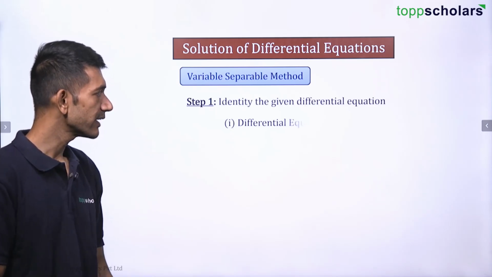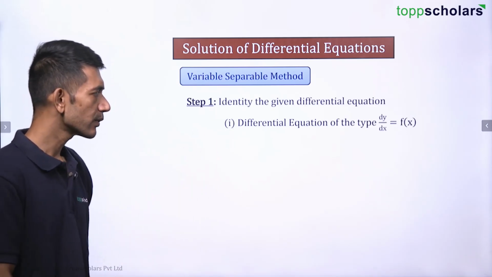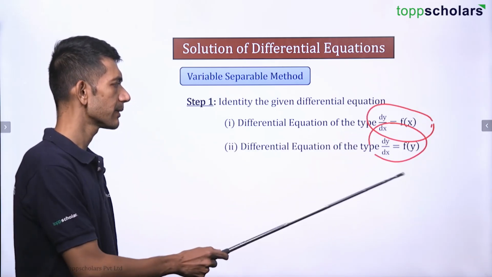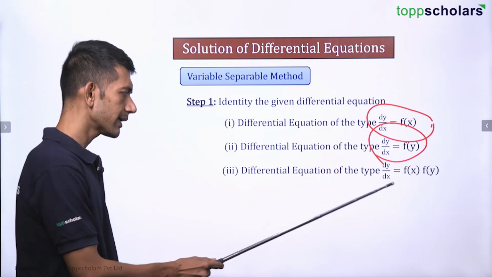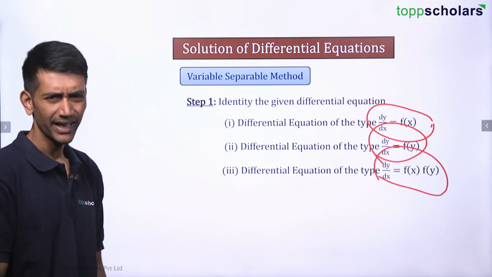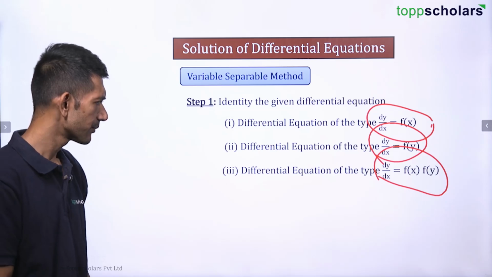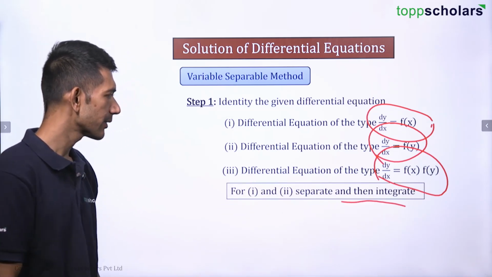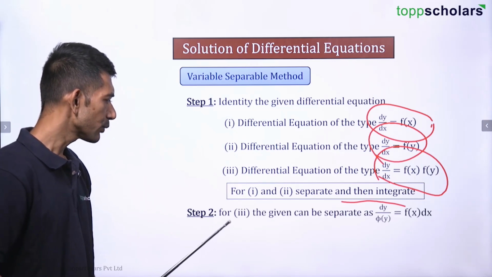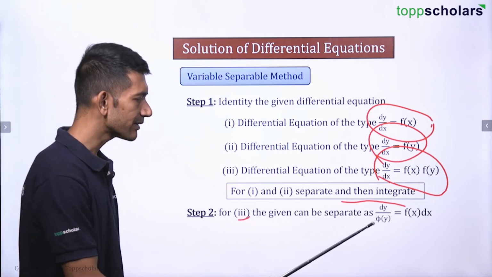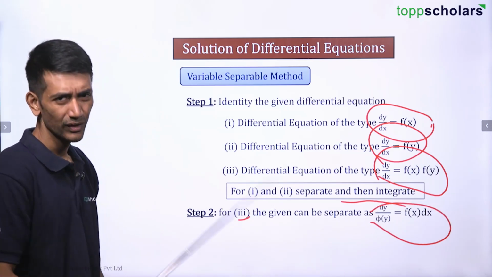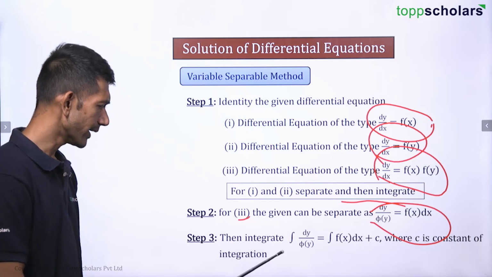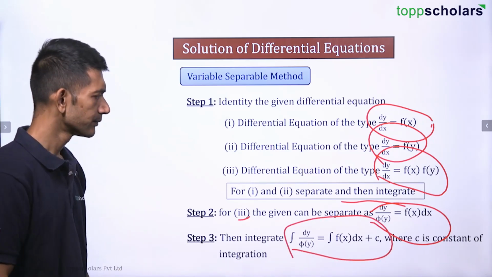So identify that the given differential equation is of this type, suppose, or this type, right? Or it can be of this type, doesn't matter, any type. The procedure remains the same, right? So for 1 and 2, separate them and then integrate. Step 2 is, for 3, the given can be separated like this. We already know that now. We have seen it in the previous slide as well. So this is what you get finally, right?